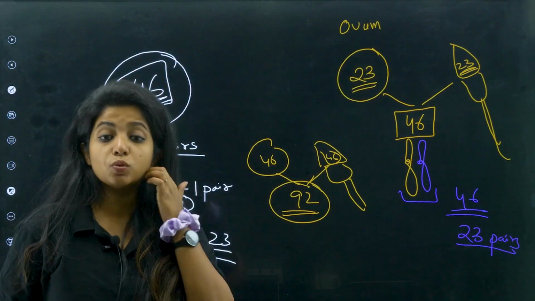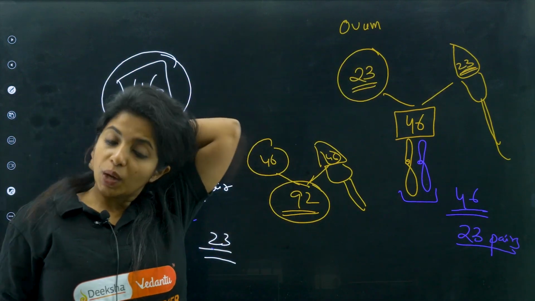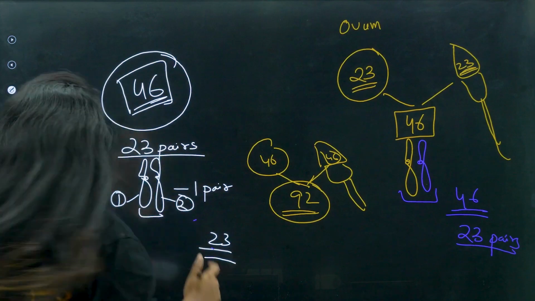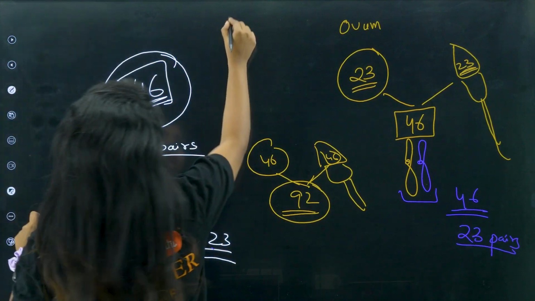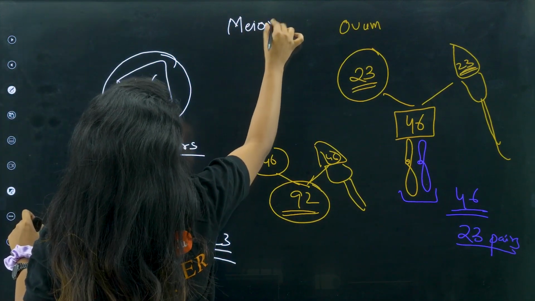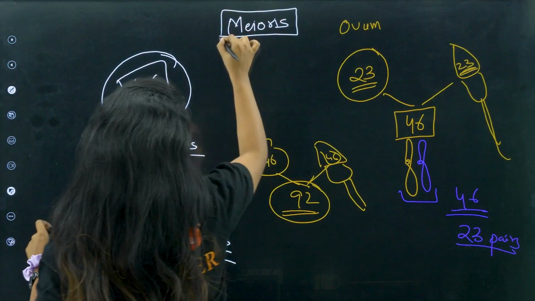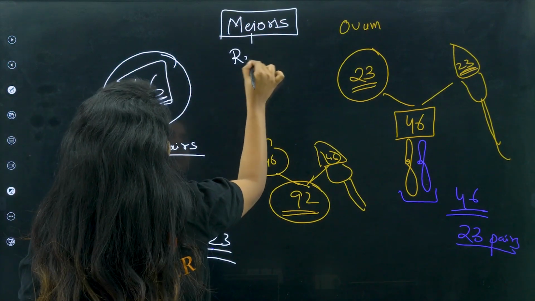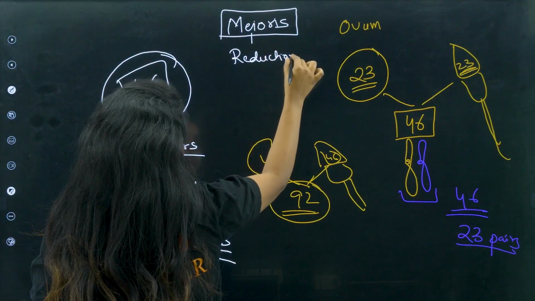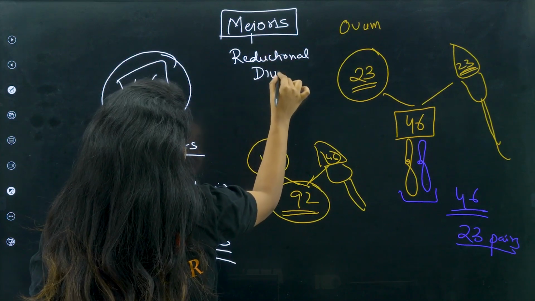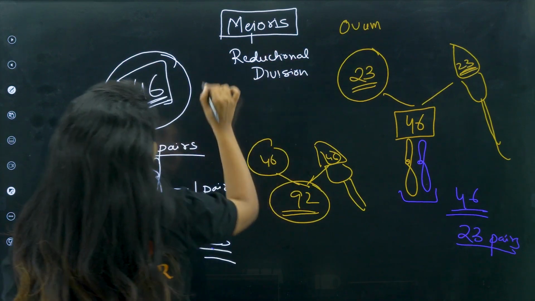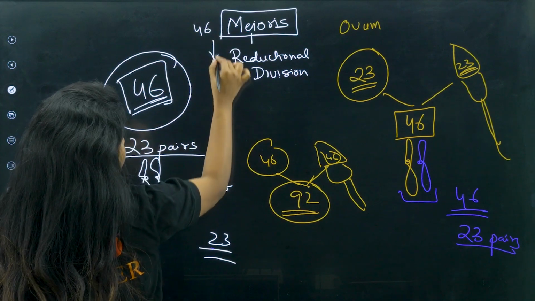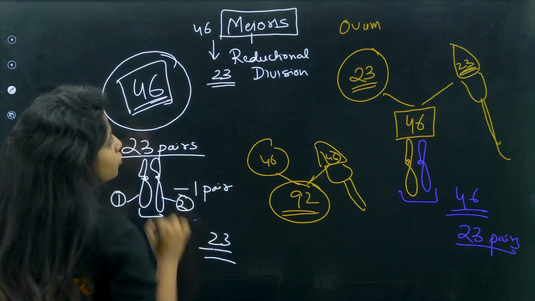But how do you get these cells? How do you get the gametes which have half the number of chromosomes? With the help of a process which is known as meiosis. Please put your attention over here, meiosis is also known as reductional division. It is known as reductional division because you have 46 chromosomes, and you are reducing it to 23 chromosomes.